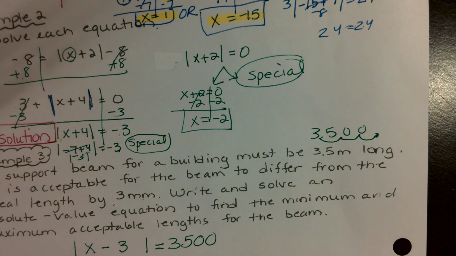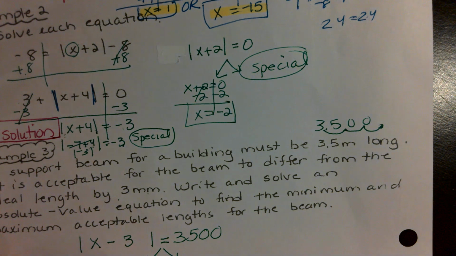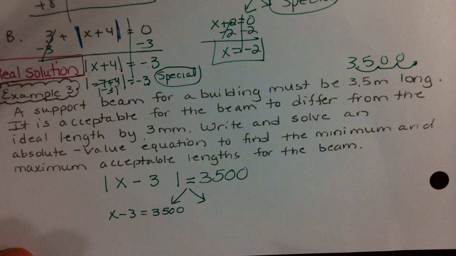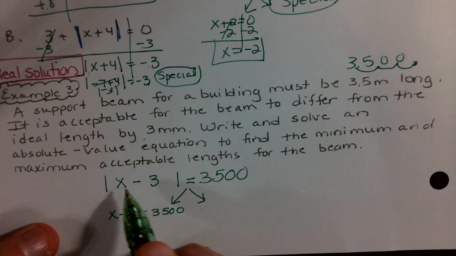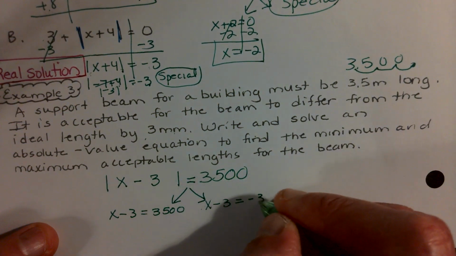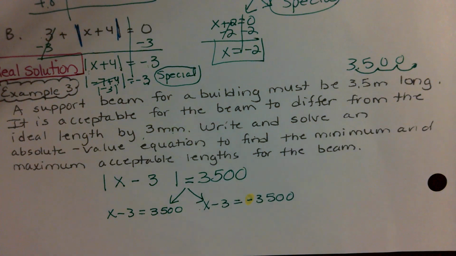So the acceptable lengths, here we go. So x minus 3 equals 3,500. Or, now how did I get the second? Oopsie, sorry. How did I get the second one? One of them looks just like this without the absolute value. The other one looks just like this, but it's a negative. And that's what you have to remember. This is the thing that's different. This negative is what makes them different.